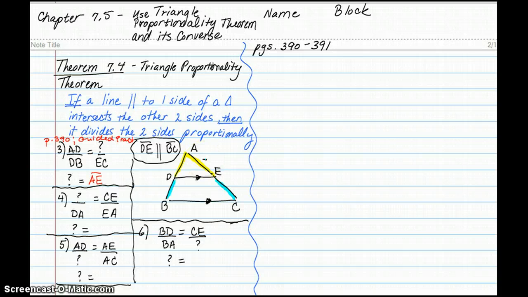For number 4, we're looking at what over DA. DA is in yellow right here, equals CE over EA. So please figure out what your question mark would be. Okay, so we have BD, or DB, being the segment. Now do number 5 and 6, then turn the recording back on to check and see if you got your answers correct, using the theorem 7.4 triangle proportionality theorem.